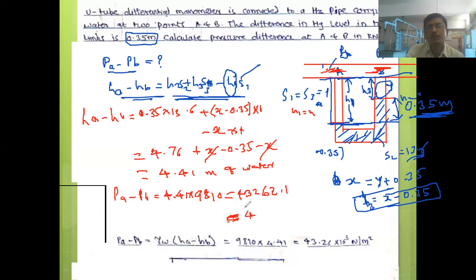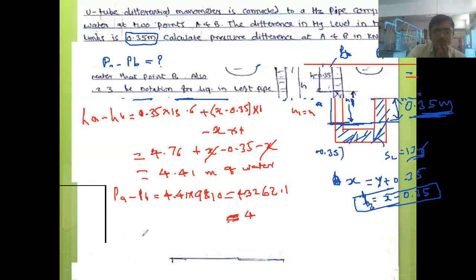Different, sir. We are getting different values. So why are we getting a different answer? X minus 0.35, X into 1. PA minus PB is equal to gamma 2.